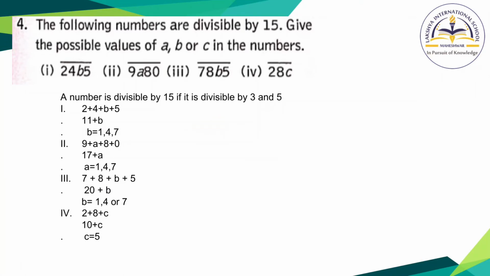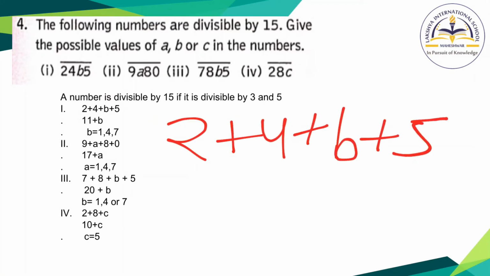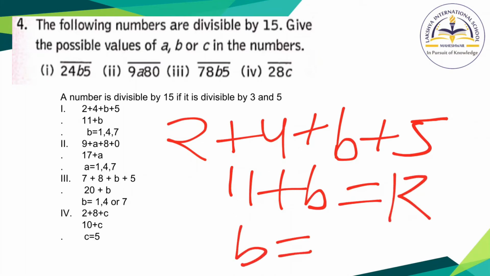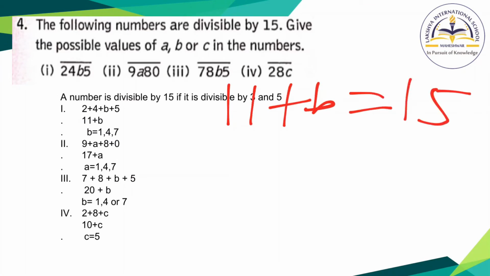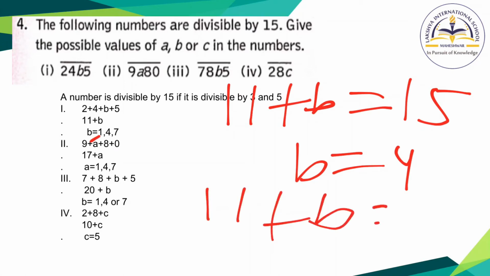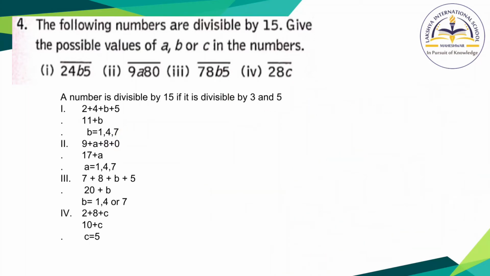Now we have to see if the number is divisible by 3 or not. So we will solve this. 2 plus 4 plus b plus 5. Now 2 plus 4 is 6, 6 plus 5 is 11, plus b. Now the nearest number divisible by 3 is 12. So b equals 12 minus 11, which is 1. Now next, 11 plus b. After 12, 15, so b equals 4. Now 11 plus b again. After 15 there is 18 also. So b equals 18 minus 11, you will get 7. 7 is also an answer. So like this you have to solve.